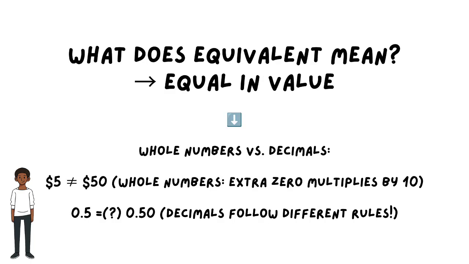First, what does the word equivalent mean? Simply put, equivalent means equal in value, worth the exact same amount. When thinking about whole numbers, 5 and 50 are obviously not equal. Having $5 is very different from having $50, but decimals work a bit differently. Let's look at our first question. Are 0.5 and 0.50 equivalent?